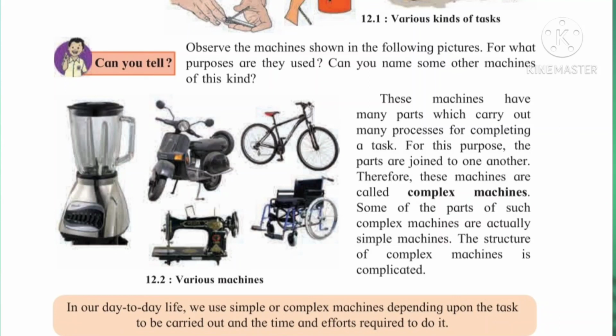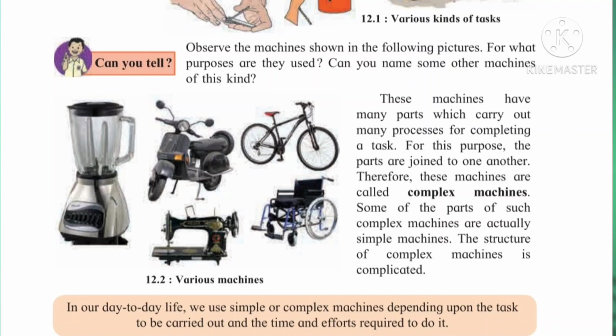In our day-to-day life, we use simple or complex machines depending upon the task to be carried out and the time and effort required to do it. So this is all about today's lesson. I think everyone has understood what is meant by simple machine and complex machine, with examples.